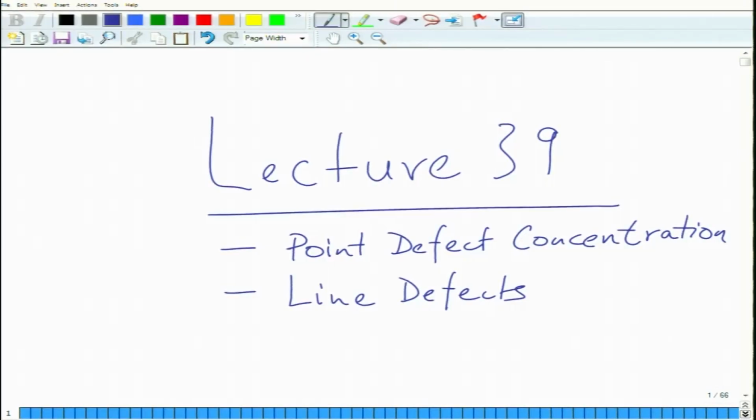Okay, so we begin lecture 39 now, in which we will talk about point defect concentration and the line defects. What we talked about in the last lecture was that materials in reality have various defects, and depending upon the nature of the defect they can be classified in three categories: point defects, which are 0-dimensional defects; line defects, which we have not talked about yet, which are 1-dimensional defects; and 2-dimensional defects, which are surfaces, basically grain boundaries, twin boundaries, which we will talk about in perhaps this lecture or next lecture.